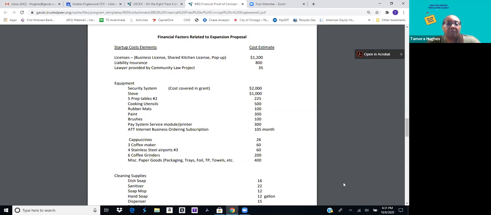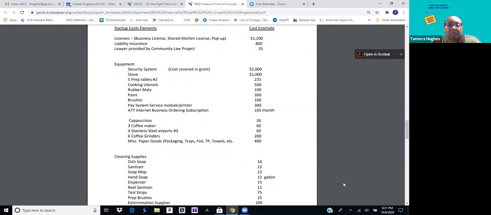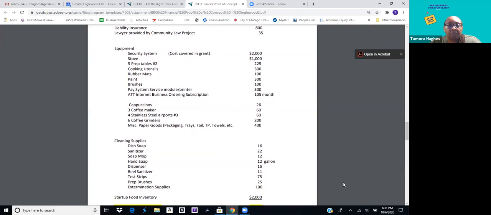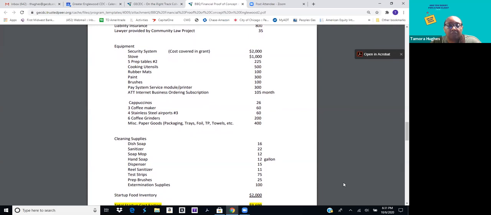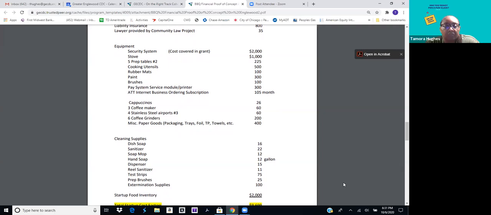Then you need some equipment. You need a security system, and we think we can get a grant to cover that. You need a stove. And we're not asking for a $10,000 stove. We're looking for something that would get the job done. There's a huge canopy over you to suck out the air. It's the ANSEL system. Yeah, exactly.